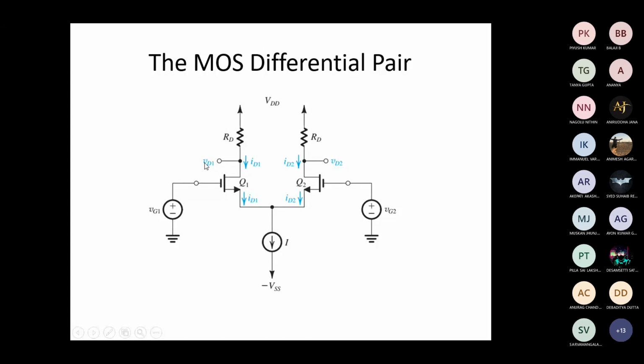So here this is a common source configuration. VD1 is the output voltage of the first transistor. VD2 represents the output voltage at the second transistor. So here the MOSFET should be operating in the saturation region, so it will work as an amplifier. It should not go into the triode region or cutoff region.